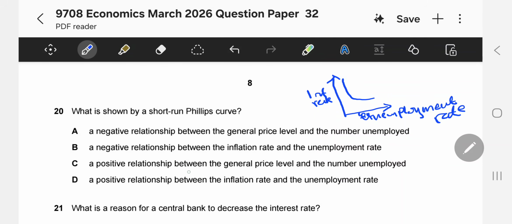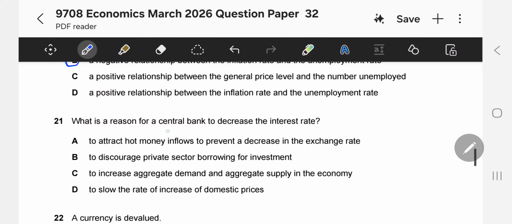Okay, this relationship is negative, so the correct answer here for 20 will be B. It's negative because it's a negative sloping graph. Right, 21. What is the reason for a central bank to decrease interest rates?